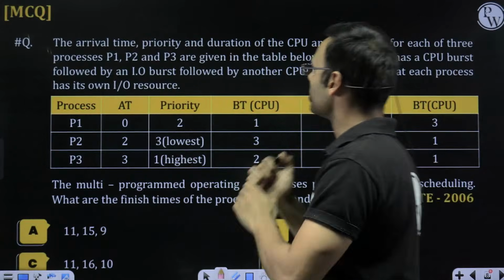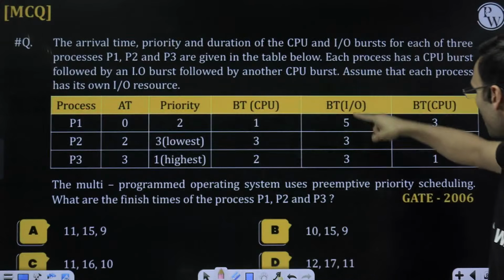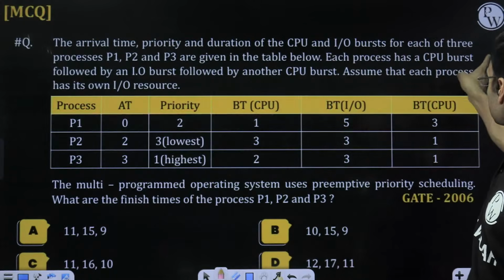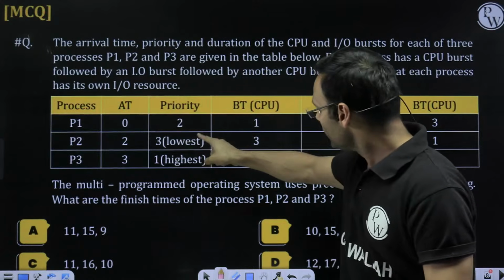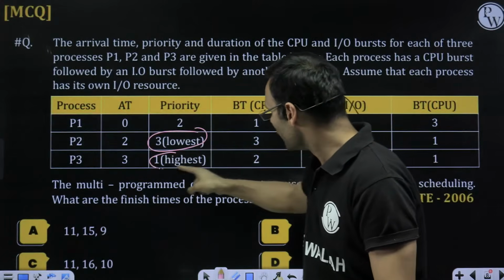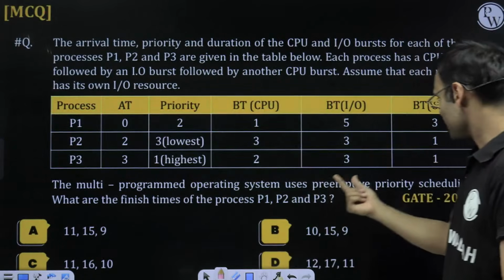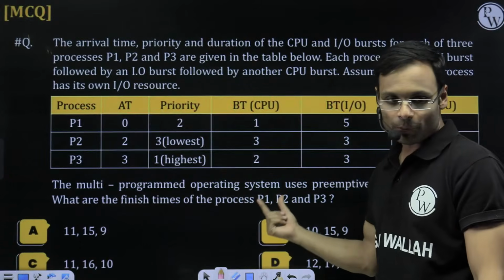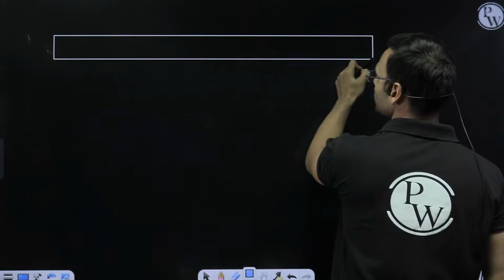Let's try to understand. Same: arrival time, priority, CPU burst time, IO burst time, CPU burst time are given for all three processes. Each process has a CPU burst, IO burst, CPU burst like this. Look at this, the priority. Priority 3 is lowest, 1 is highest, 2 in the middle. Further, the multi-programmed operating system uses preemptive priority scheduling. The finish times, the completion times of the processes, are asked here. Now look at this.